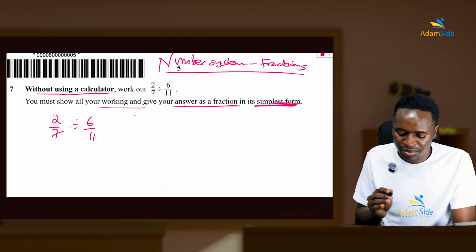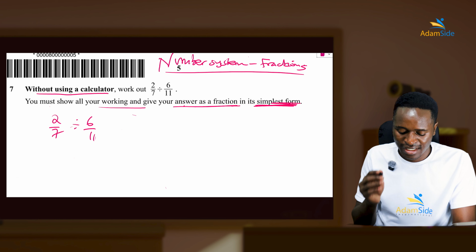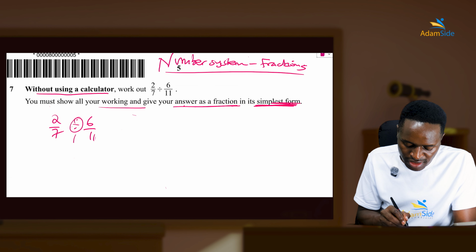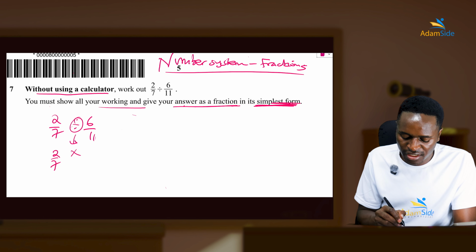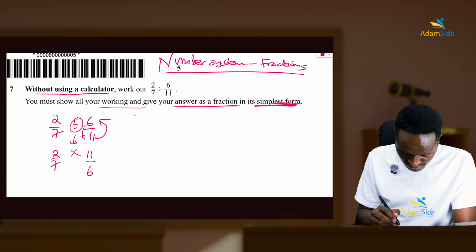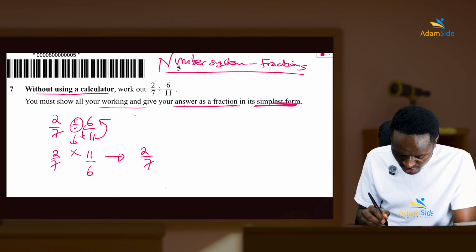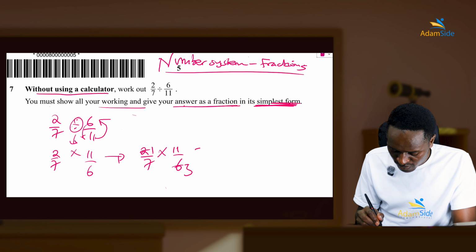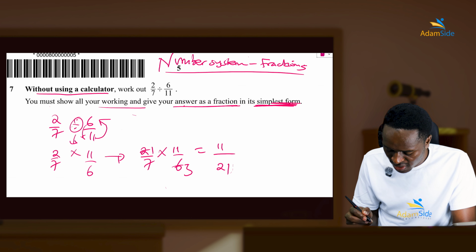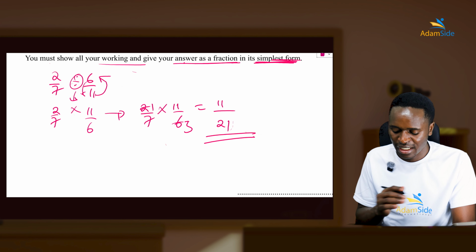These are the key areas examiners look for that you need to know as a candidate. We know division turns to multiplication. So you say 2 over 7, then for the second fraction the denominator becomes the numerator and the numerator becomes the denominator, you swap: 11 over 6. Then cancel 2 and 6 to get 1 and 3. So 11 times 1 is 11, 7 times 3 is 21. As simple as it is, you get your marks correctly.